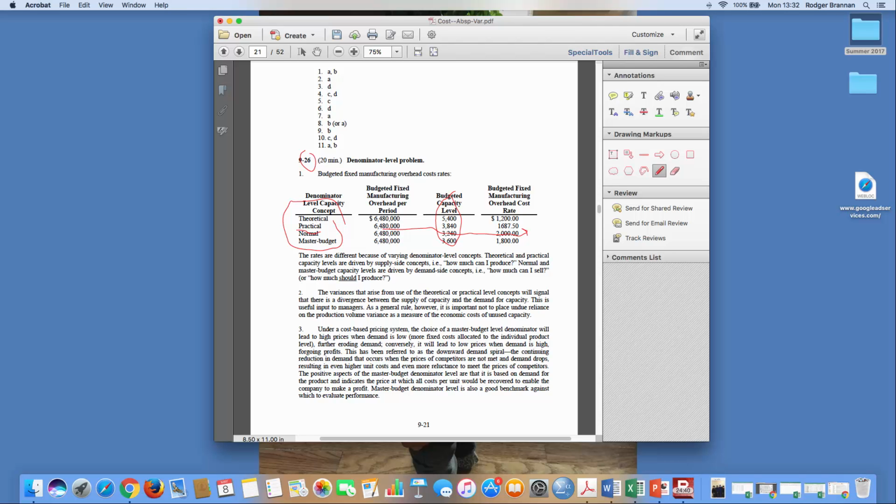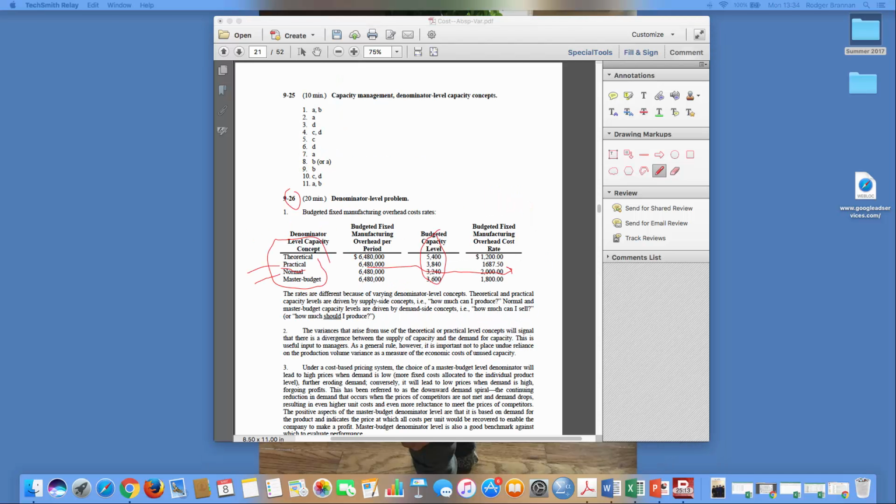Most companies tend to, I hate to use the double word, practical, but they tend to use either practical or normal capacity. Theoretical is just not going to happen. It's unrealistic for a lot of reasons. So when they're looking at capacity, they're looking at practical capacity, what can we do? Normal capacity being, what should we do? And based on that, we're going to allocate the fixed cost per unit.